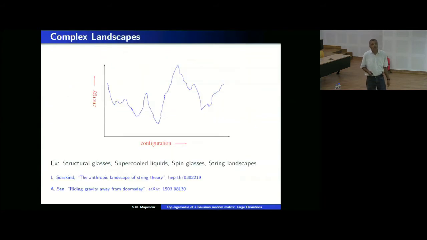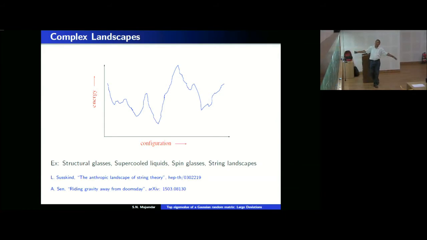In many problems in statistical physics, we know that a complex landscape plays a very important role, like structural glasses, supercooled liquids, spin glasses. In string theory, this is the string landscape. For example, in glasses, this is the configuration of your particles, for example hard sphere particles, and this is the energy. In general this is a very high-dimensional space. This is just a cartoon picture in one dimension. As you change the configuration, the energy is a complicated landscape with lots of local minima like this. There's a global minimum here, but there are lots of local minima.